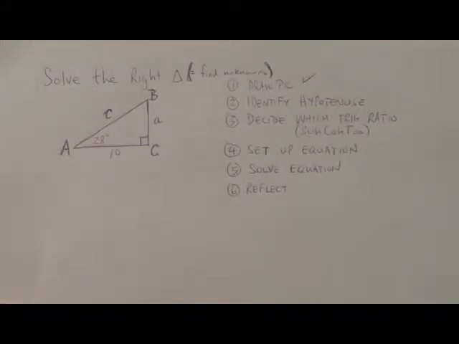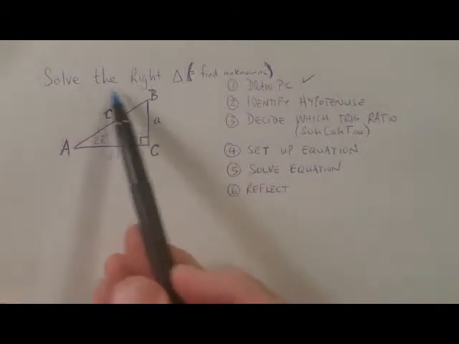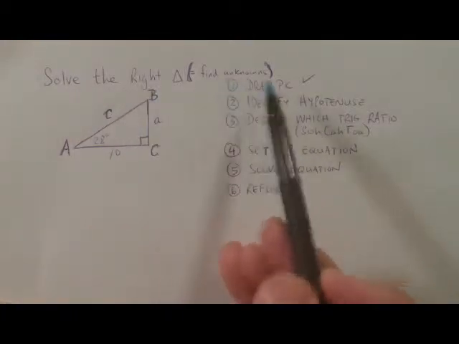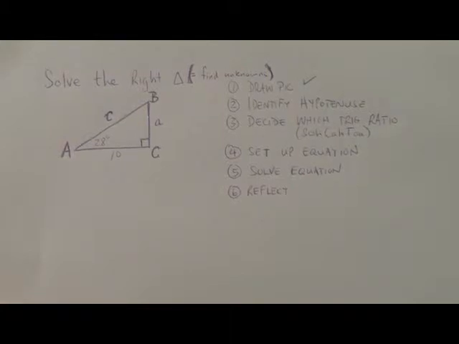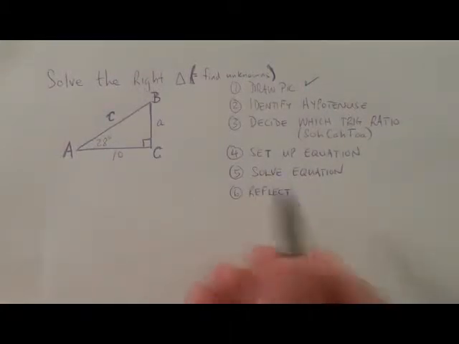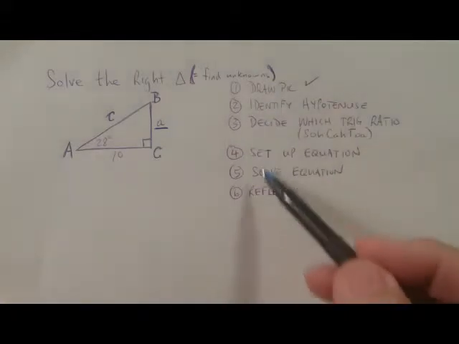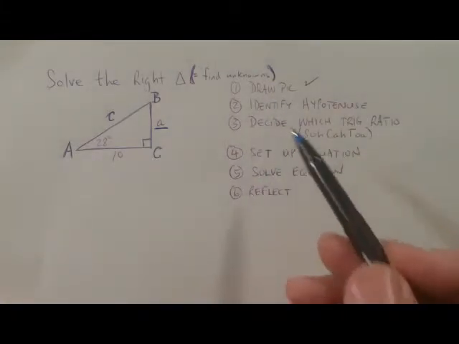Okay, I'm going to do a couple of videos on how to solve a right triangle. And first we need to know, what does solve a right triangle mean? That means to find all the unknowns. I'm going to start by just finding, let's say, I'll find A real quick. And here are the steps that you're going to use.